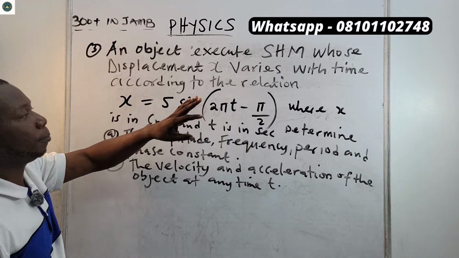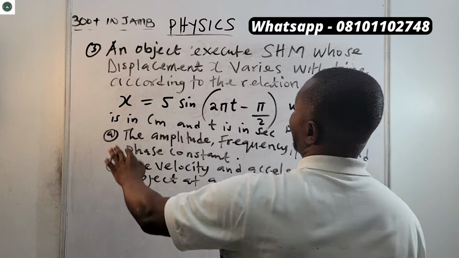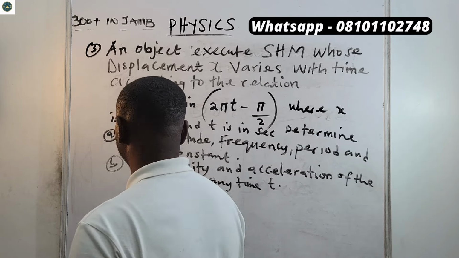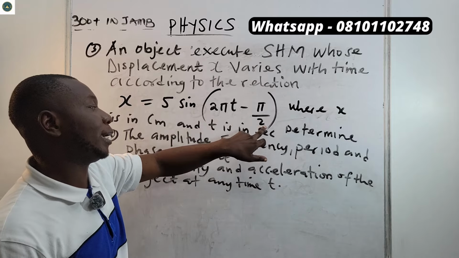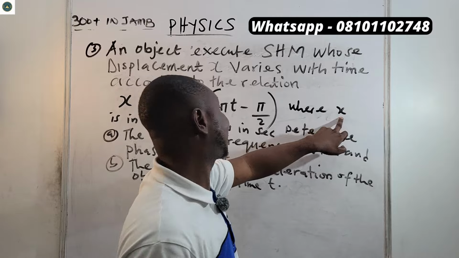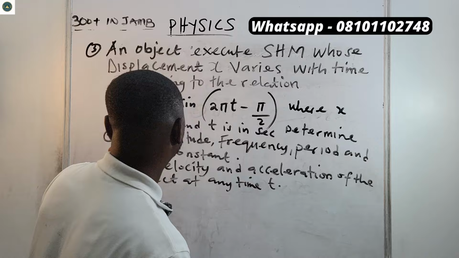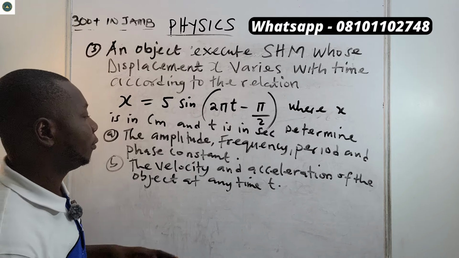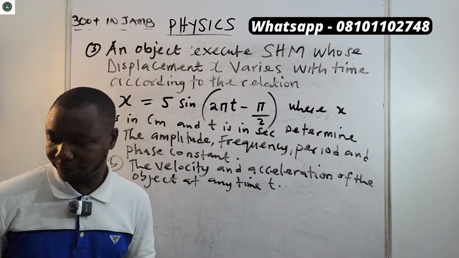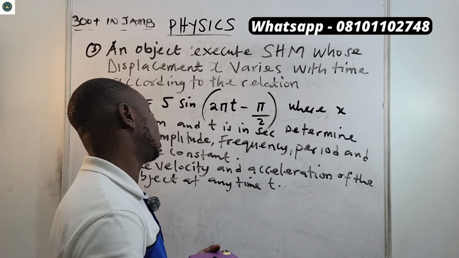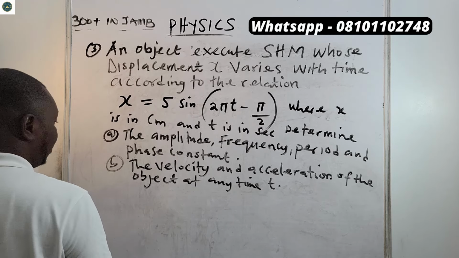An object executes a simple harmonic motion whose displacement x varies with time according to the relation x equals 5 sine (2 pi t minus pi over 2), where x is in centimeters and t is in seconds. Determine the amplitude, frequency, period, and the phase constant. All right. Now, what we need to do first is to get the amplitude.